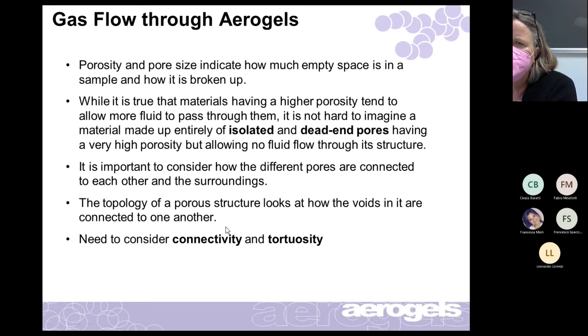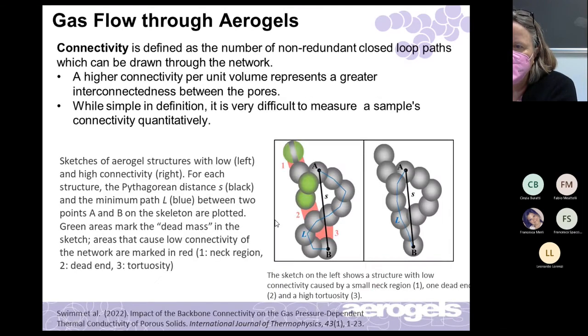So connectivity is defined as the number of non-redundant, so non-repeating, closed loop paths which can be drawn through a network. A higher connectivity per unit volume means the pores are just more connected. There's more likely to be a path through those pores. And while simple in definition, it's sort of difficult to measure.